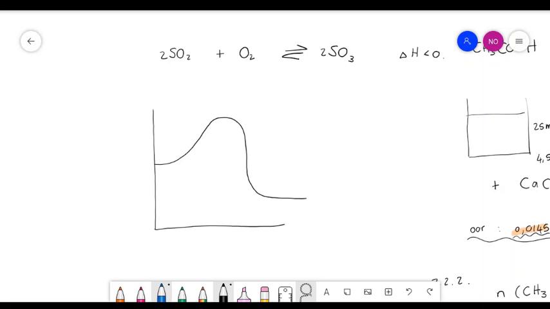Nee? Hierso het ons SO2 en O2 en hierso het ons SO3. Okay, at the top we have the activated complex. This is delta H. And do you guys agree that this will be the activation energy? Okay, dis mos wat ons gisteraand gedoen het. So this is an indicator of the forward reaction.